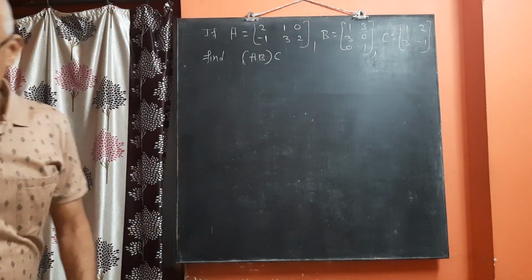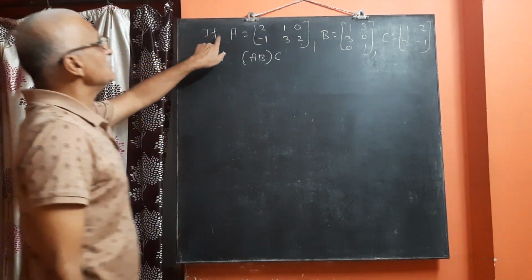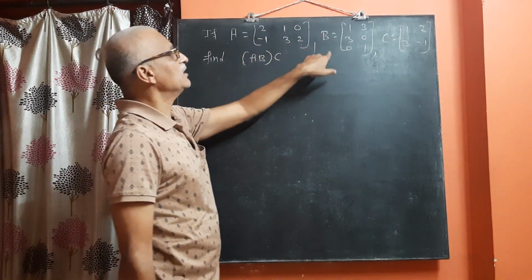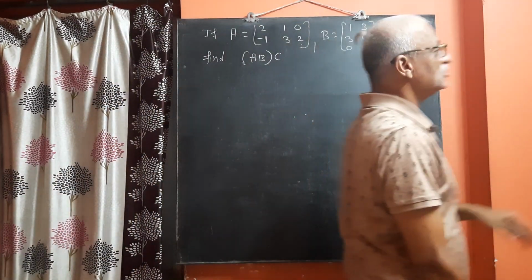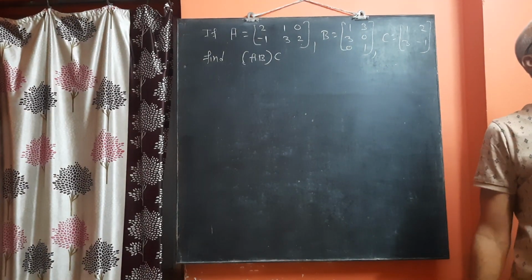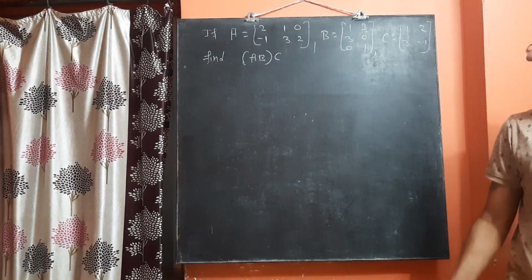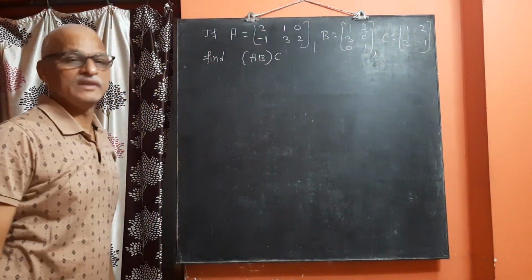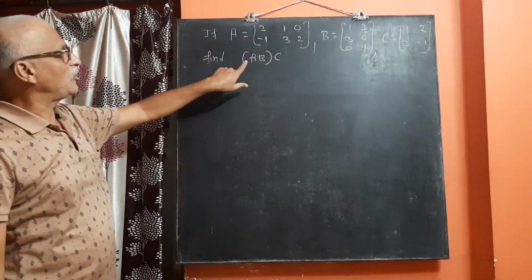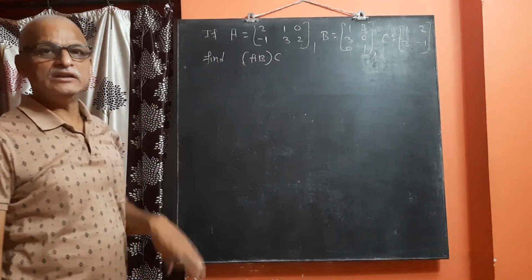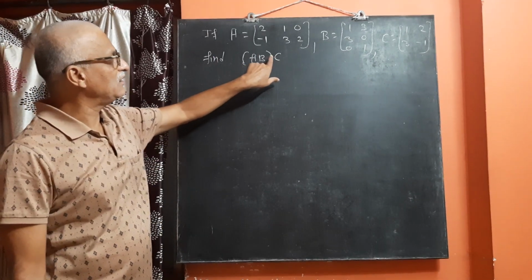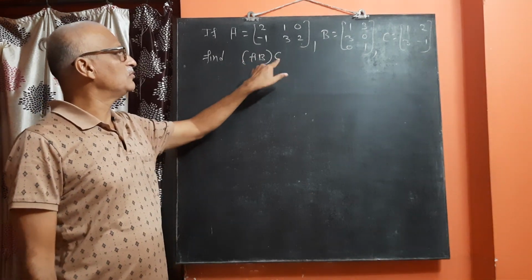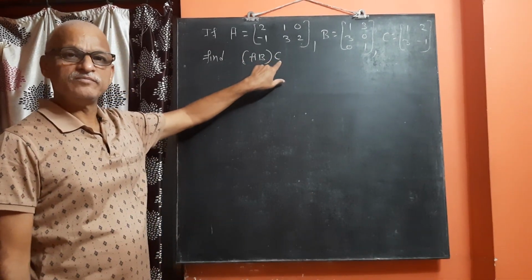Now the matrices given: A is 2 1 0, minus 1 3 2, B is 1 3, 3 0, 0 1, and C is 1 2, 3 minus 1. We have to find the product AB into C. That means first we have to find A into B, and then after getting A into B we have to multiply it with the matrix C.